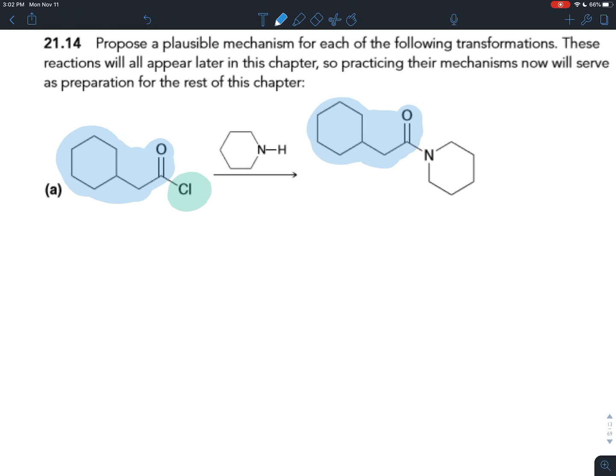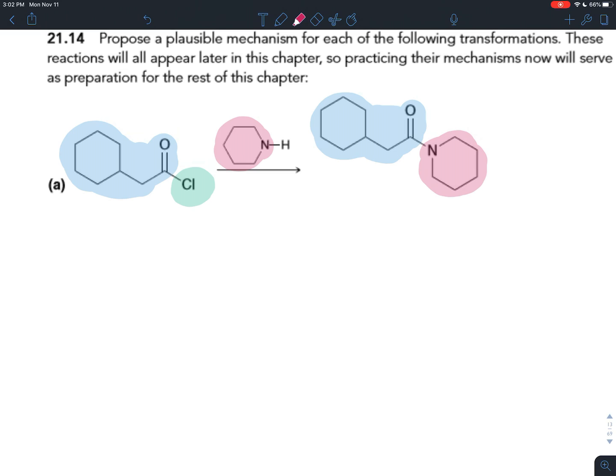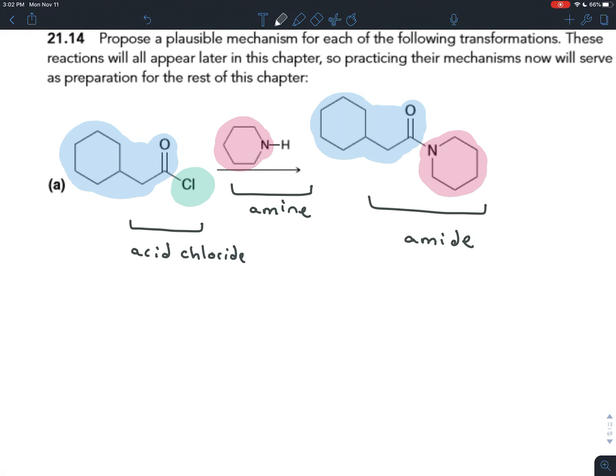What changes is the other group bonded to the carbonyl carbon. In the reactant, it's a chlorine. In the product, it is a nitrogen. It is an amine. Now notice, the amine is the exact molecule, the reagent that we're adding above the arrow. Now you'll see that that hydrogen there is not included in the product. And also, just to become more familiar with vocabulary, notice that what's happening here is we're taking an acid chloride, we're reacting it with an amine, a nitrogen with all single bonds around it, and we're getting an amide. That's a carbon double bonded to oxygen with a nitrogen on one side.